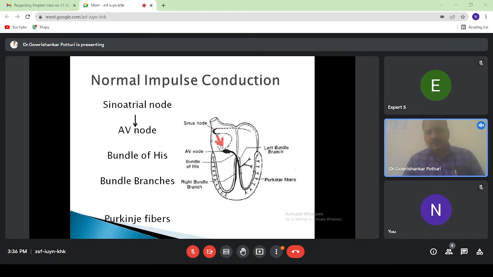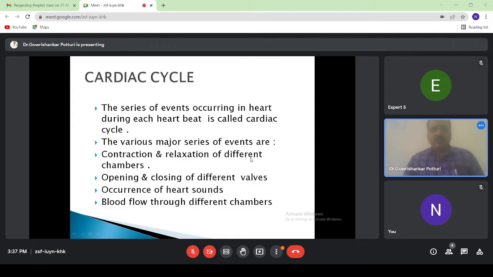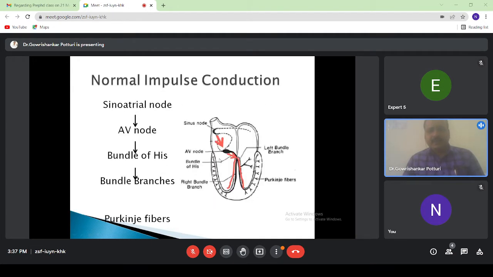Then the impulse goes to the AV node, the atrioventricular node. At the atrioventricular node, there will be a delay of 0.08 seconds. After the delay, it will go to the bundle of His and bundle branches, and then to the Purkinje fibers. Now here you have to understand that whenever an impulse is coming to a region, that region will be polarized. And when the impulse leaves, that region will be depolarized.